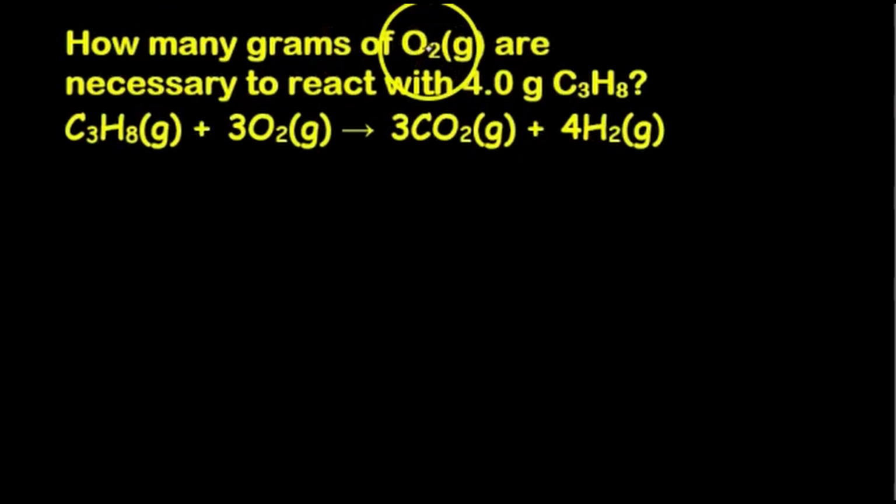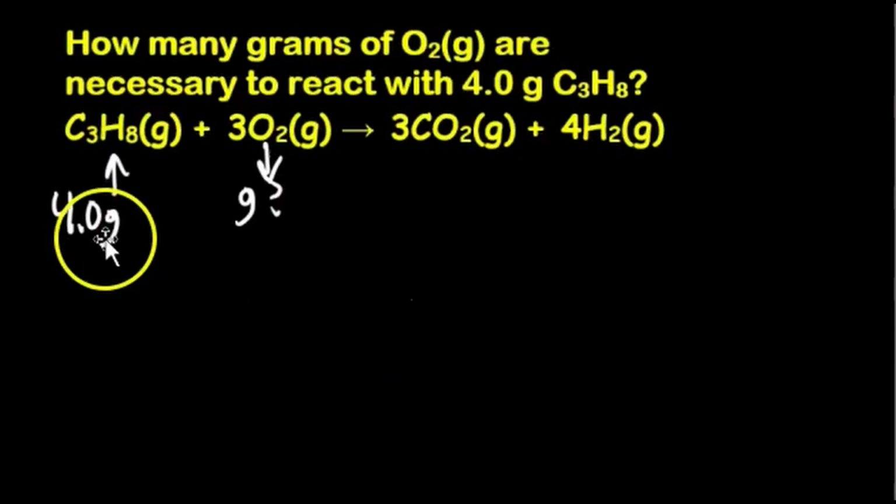So we're going to start off. We'll read the question. How many grams of O2 are necessary to react with 4.0 grams of C3H8? We have 4.0 grams of this. How many grams of this? Now, there's no number here, which means there's a 1. And this 1 to 3 means that for every 1 molecule or 1 mole of this, it reacts with 3 molecules or 3 moles of these. This isn't grams. It's not like 1 gram of this reacts with 3 grams of that. No. These are just moles here.